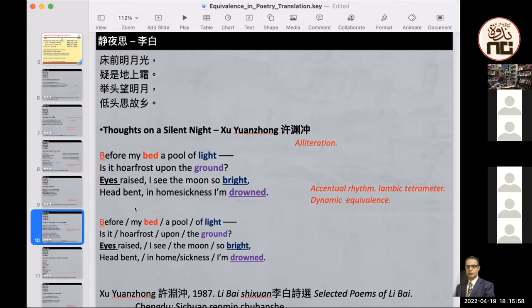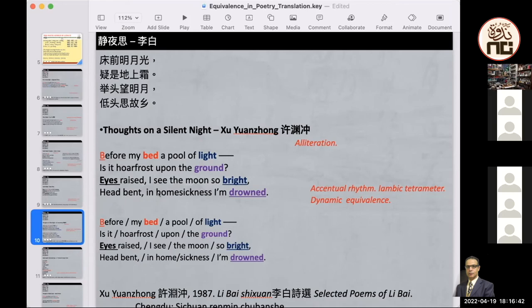This is also because you don't say sickness. You don't put stress on the ness of sickness. No. But he ends the line with a full iambic foot. I'm drowned. I'm drowned. This is iambic. And with the end rhyme, he managed to achieve this rhythmical effect. And again, before bed, the repetition of the B is alliteration. Eyes raised, I see the moon so bright. Head bent in homesickness. Head and homesickness are also alliteration.